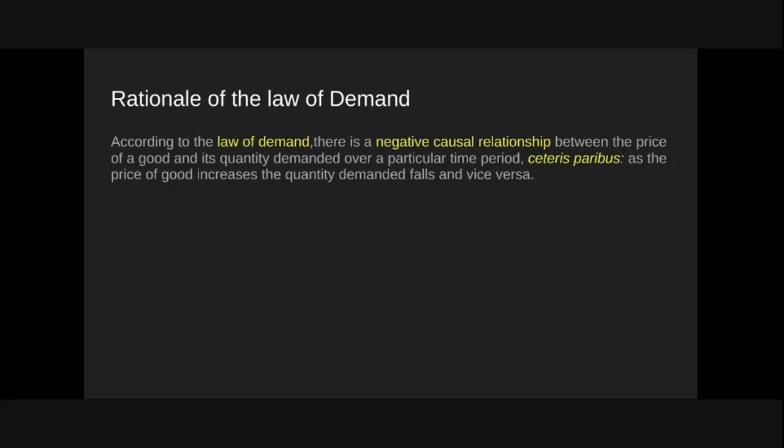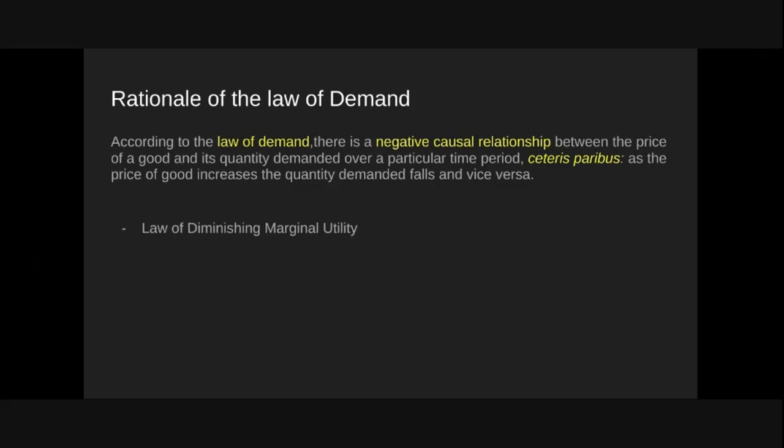It means that as the price of a good increases, the quantity demanded falls, and vice versa. There is an inversely proportional relationship. As the price increases, the quantity demanded decreases, and so on. We have already discussed this; I am just recapping it very quickly. Why does this happen? What is the rationale? The rationale is the law of diminishing marginal utility.